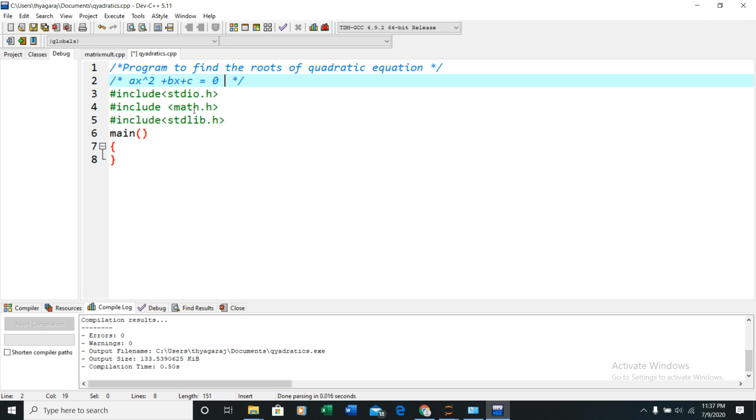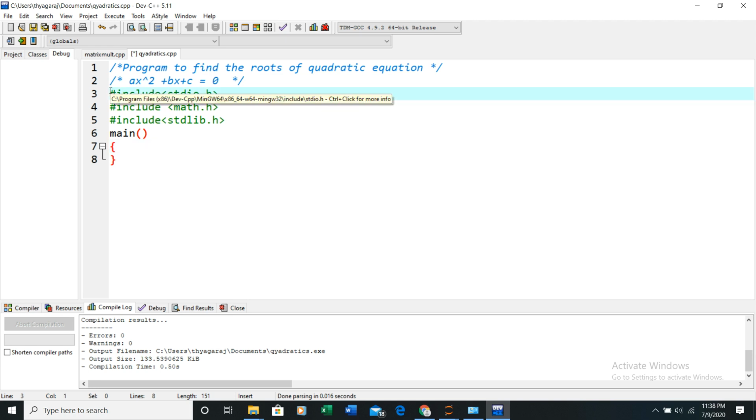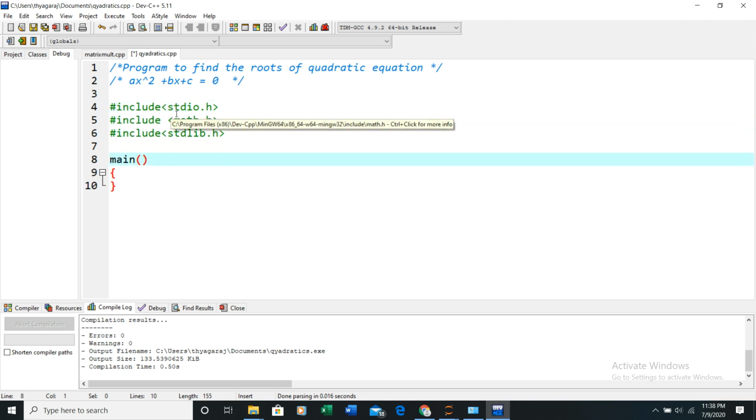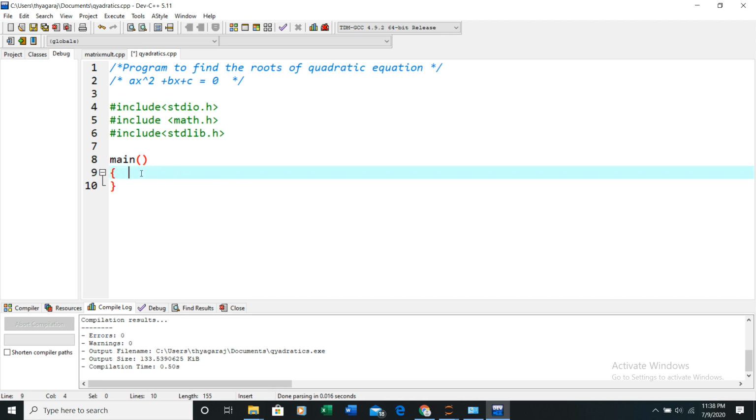The roots actually depend upon the discriminant value. Based on the discriminant value, whether it is equal to 0, greater than 0, or lesser than 0, the roots can be classified into three categories. As an initial step of the program development, we will include all the required header files like stdio.h, math.h, stdlib.h. Now we'll start with declaring all the necessary variables.